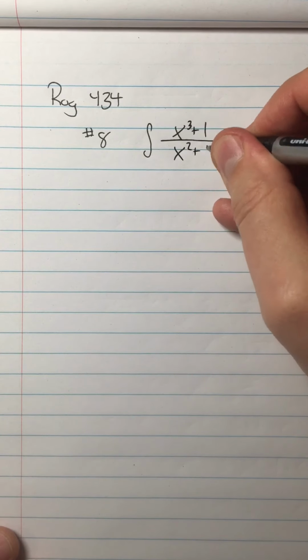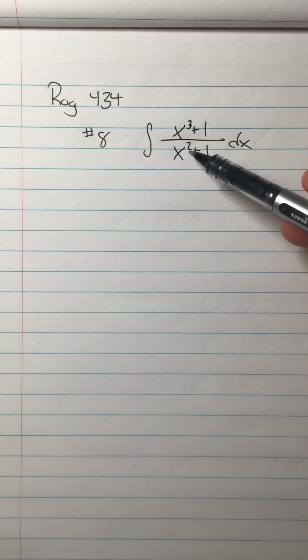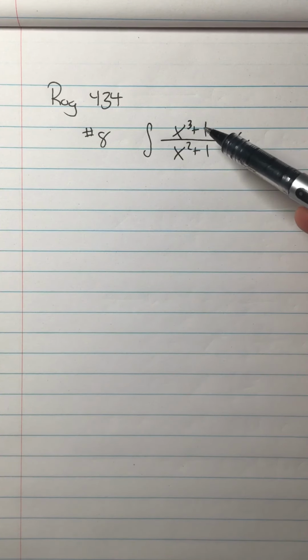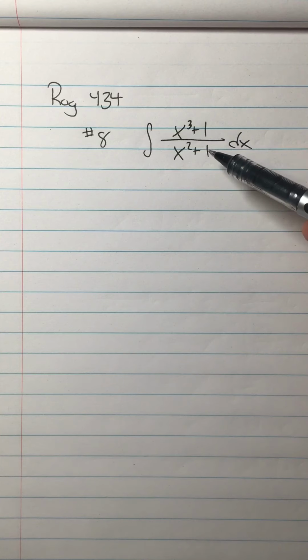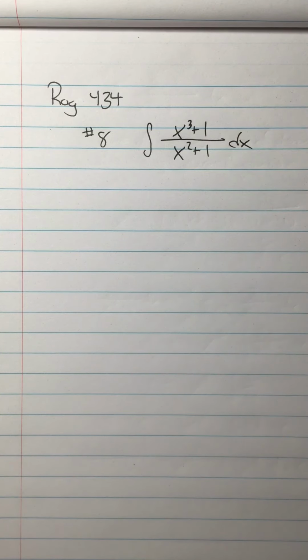Number 8 says the integral of x cubed plus 1 over x squared plus 1 dx. So you should see if you can do at least the first step of this. The first step is we're going to notice that the degree of the numerator is higher than the degree of the denominator. We would do this also if the degree of the numerator is equal. So if I had something like x squared plus 5 over x squared plus 1, that's an interesting problem. Maybe we should do that one. I would start by doing long division.